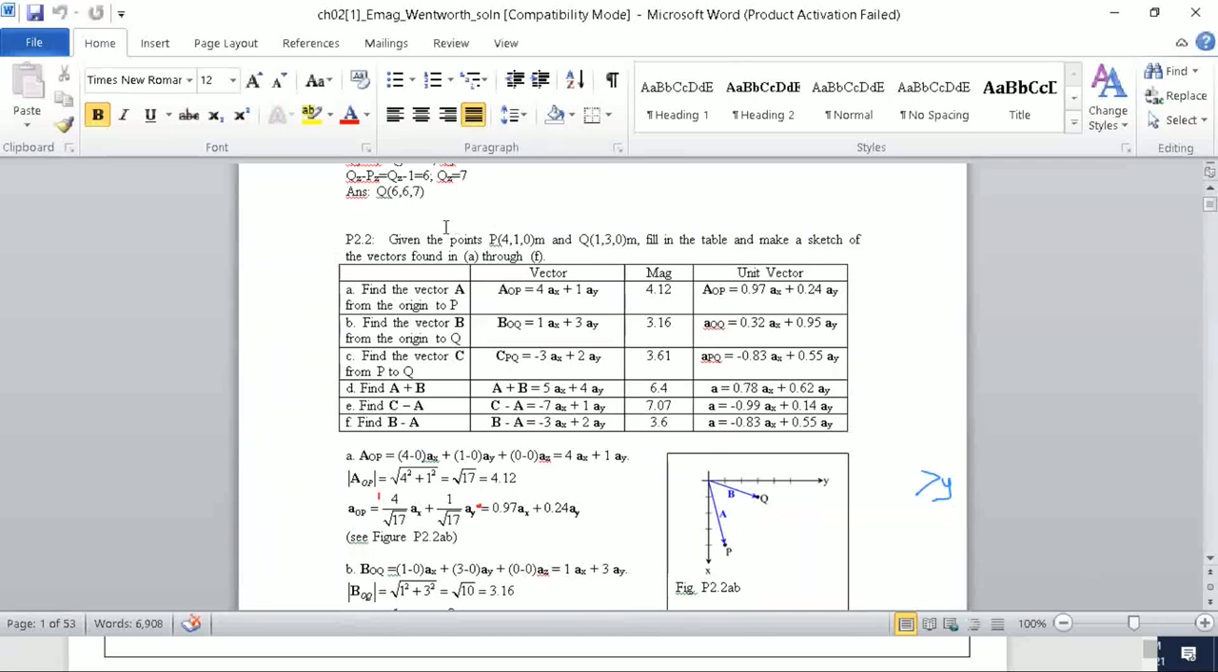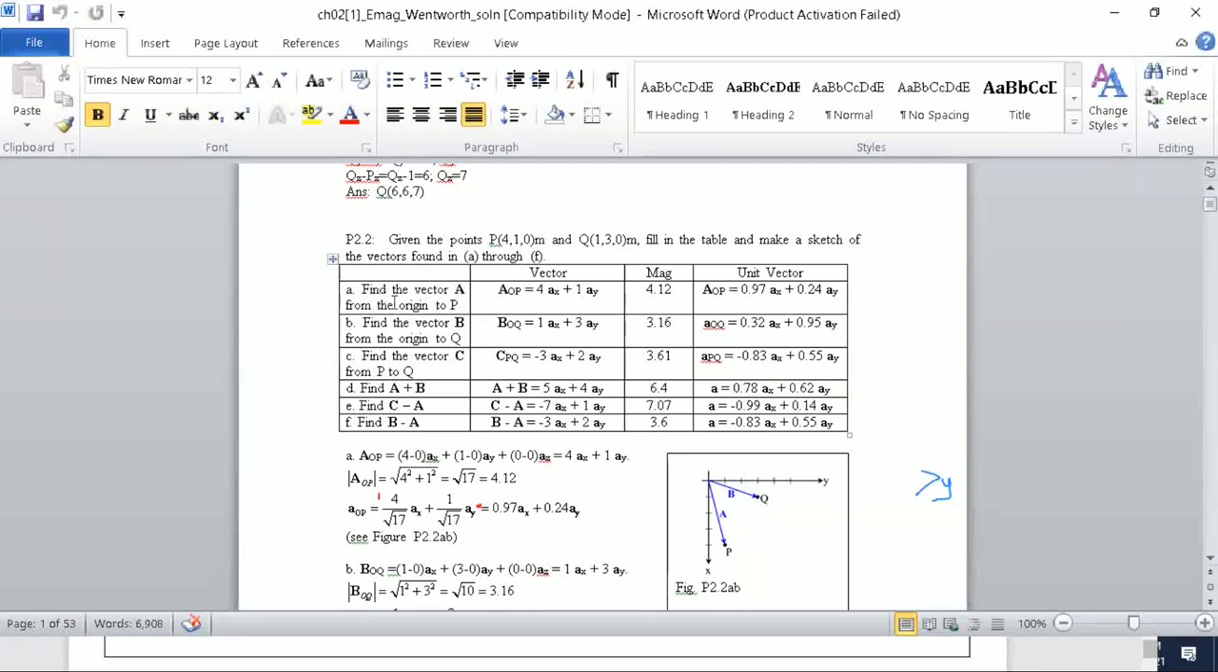Can you read this? Yes, sir. The point P is (4, 1, 0) meters and Q is (1, 3, 0) meters. Fill in the table and make a sketch of the vectors found in A through F.